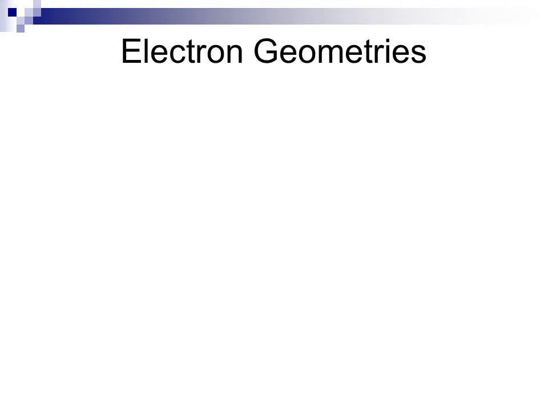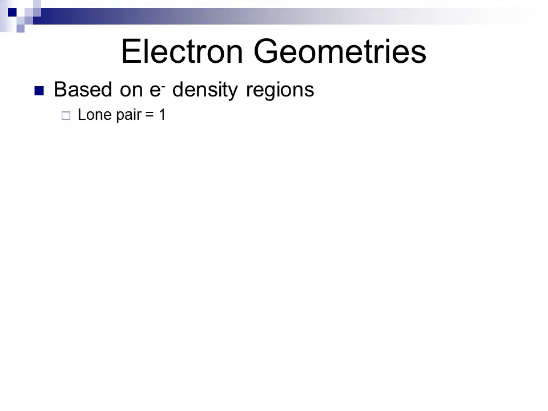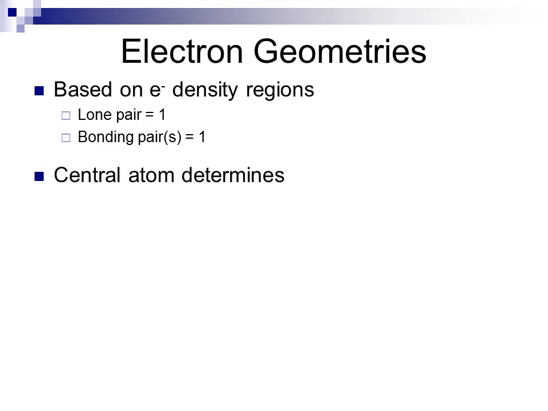So looking at electron geometries, they are based on these numbers of electron density regions. The lone pair is a single electron density region, and a bonding pair or pairs is an electron density region as well. The central atom determines the overall geometry. Now there are 3 standard electron geometries and 2 electron geometries that arise from exceptions to the octet rule.